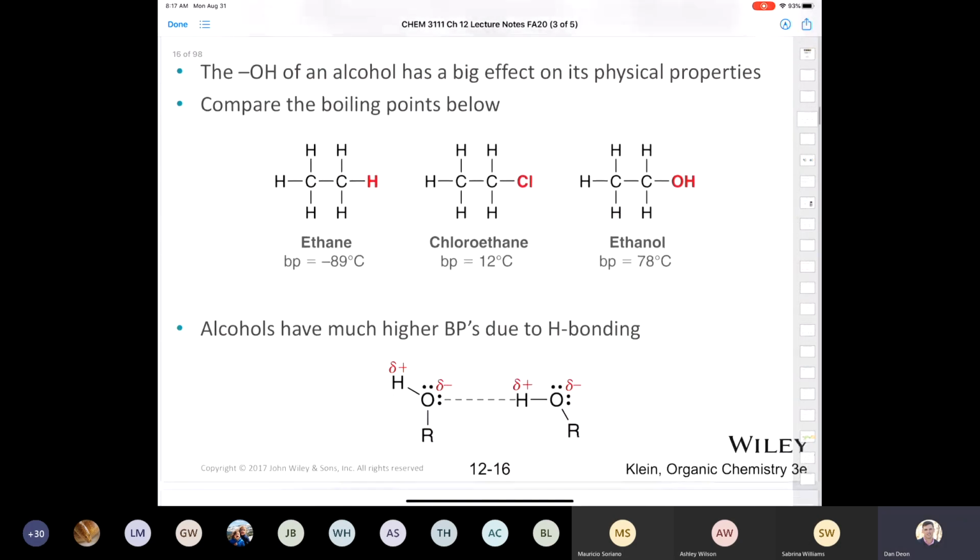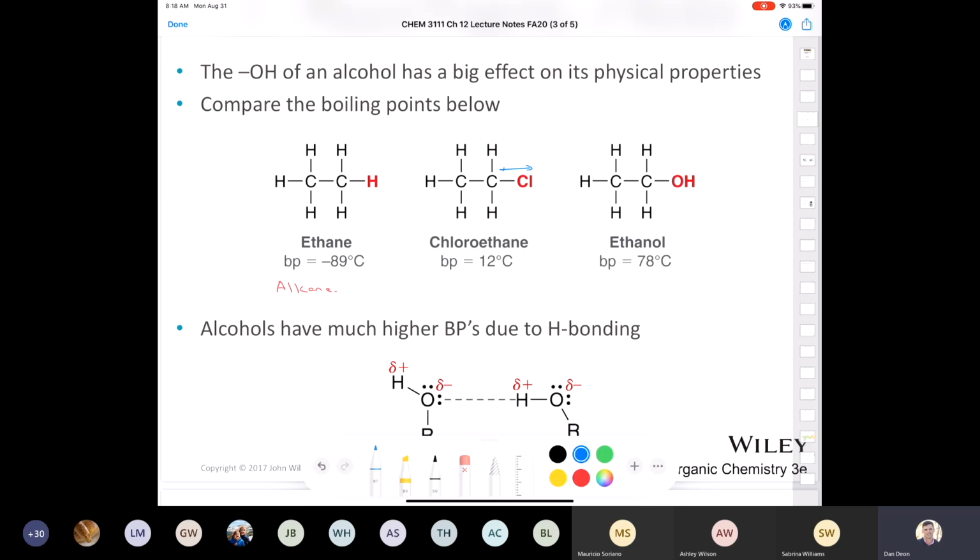I know that you've all studied general chemistry, or you wouldn't be listening to me right now. So the hydroxyl of an alcohol has a big effect on its physical properties. Compare the boiling points below. If you look at ethane, ethane is just a simple alkane. So we go from a 2-carbon alkane to a 2-carbon haloalkane. So now we have chloroethane, which is a haloalkane. But what do we have in chloroethane?